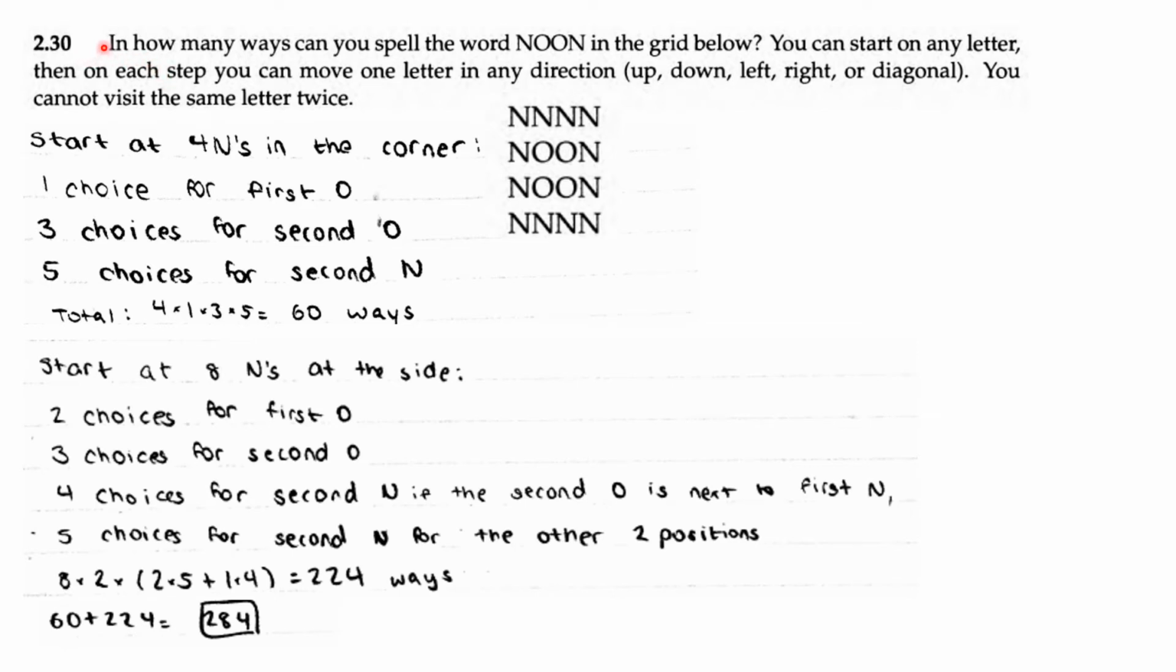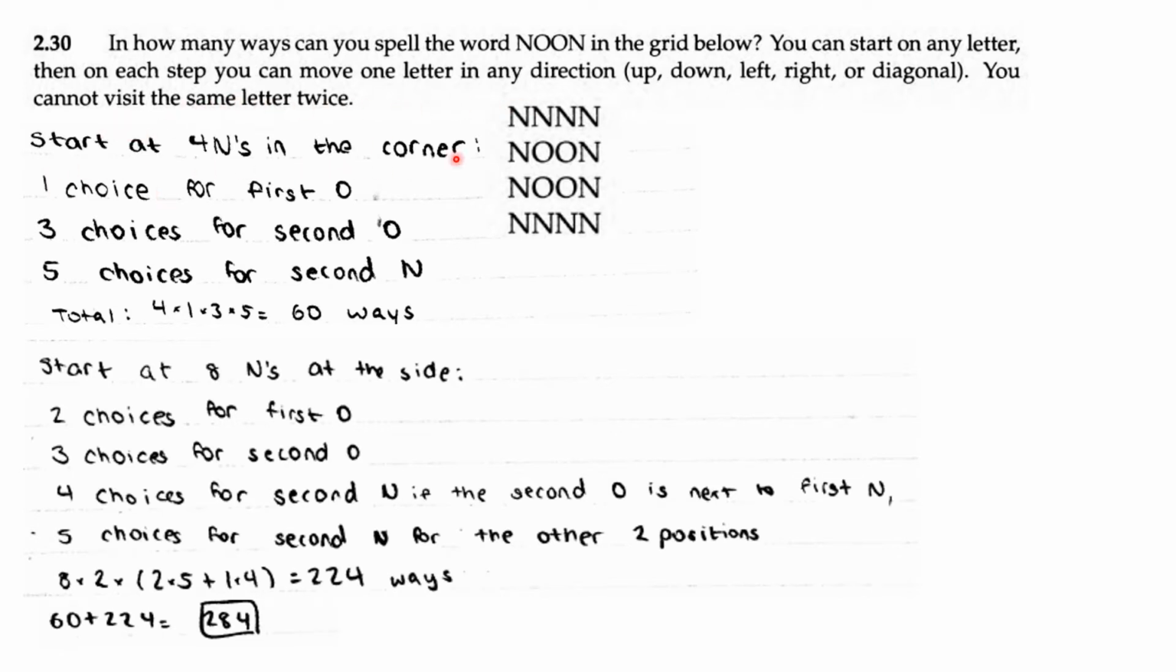AOPS counting and probability 2.30. In how many ways can you spell the word noon in the grid below? You can start on any letter, then on each step you can move one letter in any direction: up, down, left, right, or diagonal. You cannot visit the same letter twice.